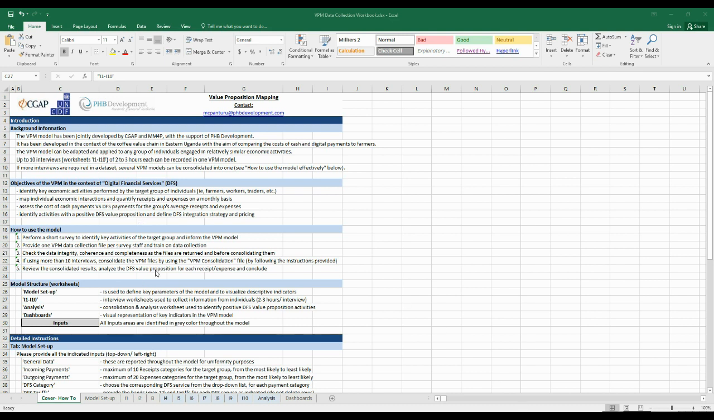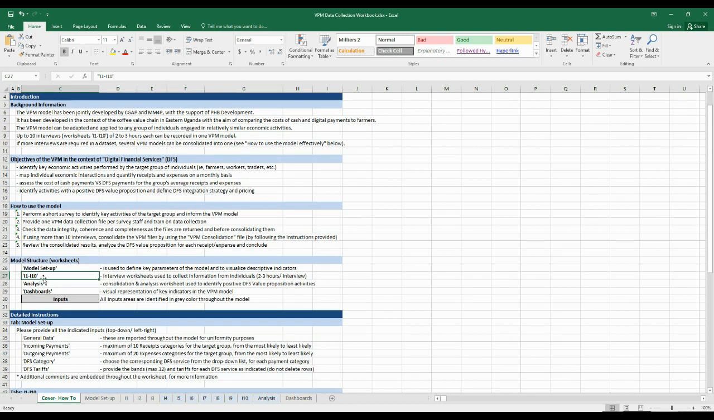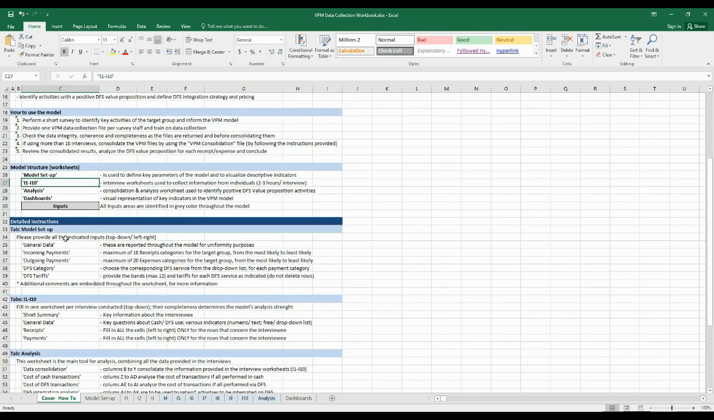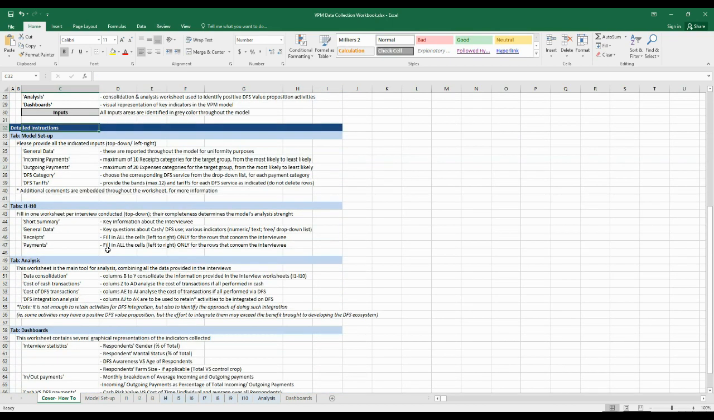So the first thing we do is to look at the model structure here. We have 10 interview tabs. These are the interview worksheets used to collect information from individuals. The second thing we do is to look at the detailed instructions again and follow the instructions. We find the interview tabs here.